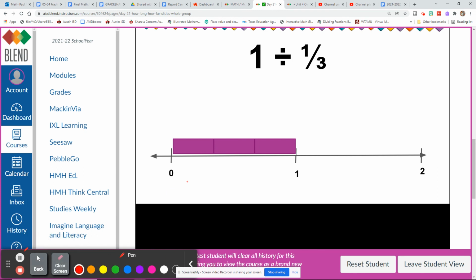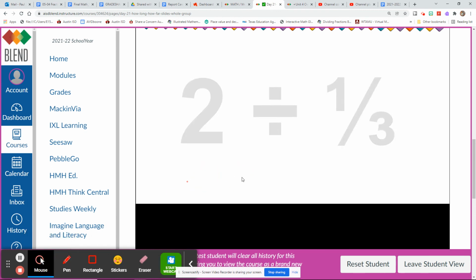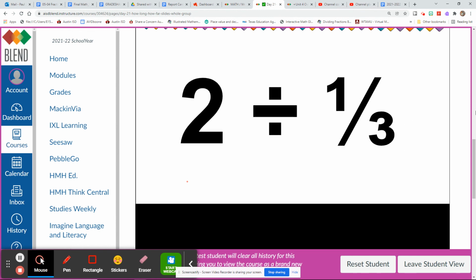All right, next one. 2 wholes divided into 1/3 size pieces. So use what you know from the previous problem. Think about it as a picture. Try to use leave, change, flip, whichever way you want. And how many pieces would we have if we took 2 wholes and divided into 1/3 size pieces?